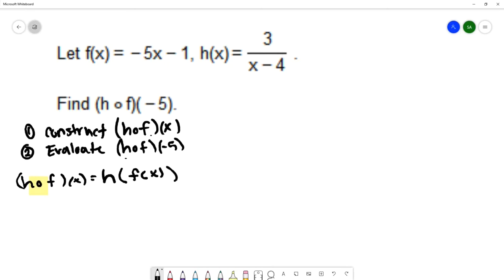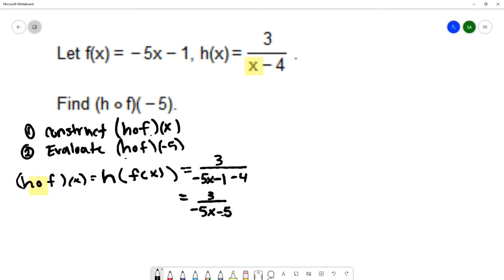So we would want to construct this function by substituting f into h. So that would give 3 over, and in place of this x here, I'm going to substitute f of x. That's -5x minus 1 minus 4. And we'll simplify. This is 3 over -5x minus 5.